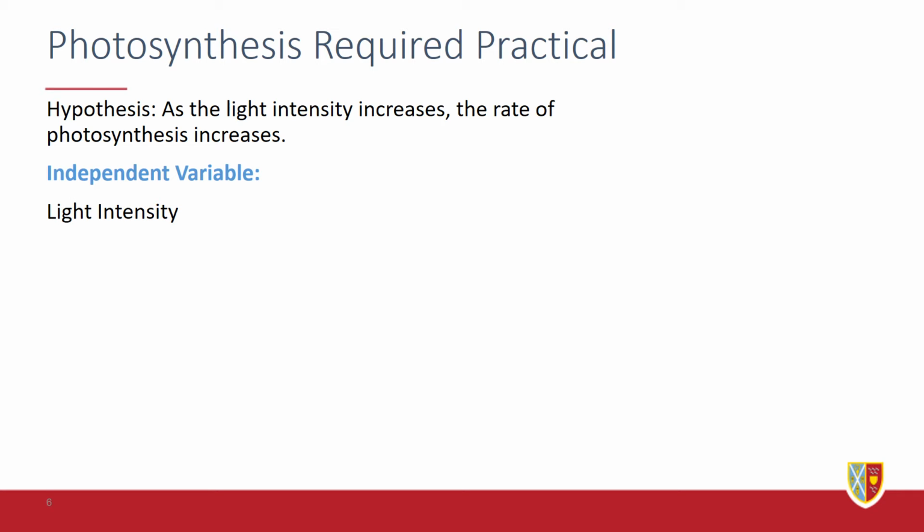So our independent variable is going to be light intensity. Okay, that's the thing that we are choosing to change. The closer we put the lamp, the higher the light intensity will be. The dependent variable is going to be the rate of photosynthesis. So we are trying to measure the rate of photosynthesis using either counting the bubbles or measuring the volume of gas produced with an upside down measuring cylinder.